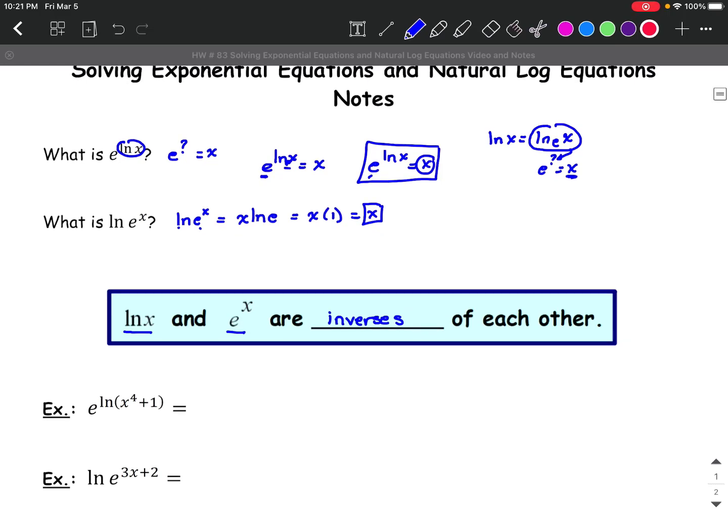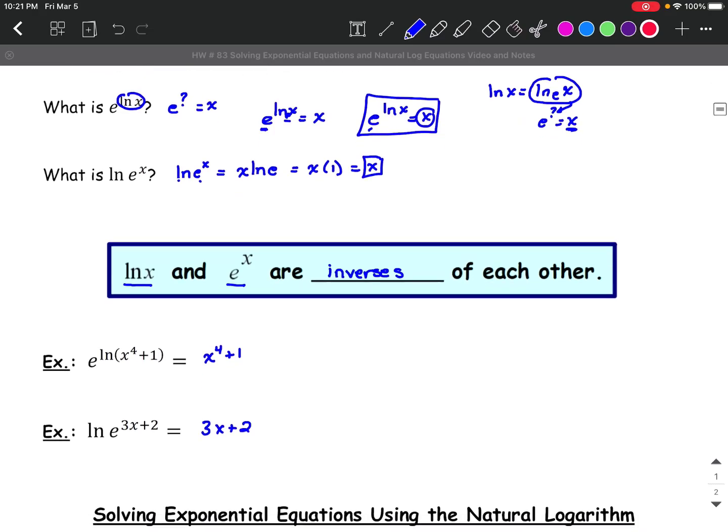So that means that e raised to the natural log of x to the fourth plus 1, think about it, the e and the natural log undo each other, and we have x to the fourth plus 1. And if we have the natural log of e to the 3x plus 2, again, the natural log and the e undo each other, not cancel. They're inverses, they undo each other, and we get 3x plus 2.